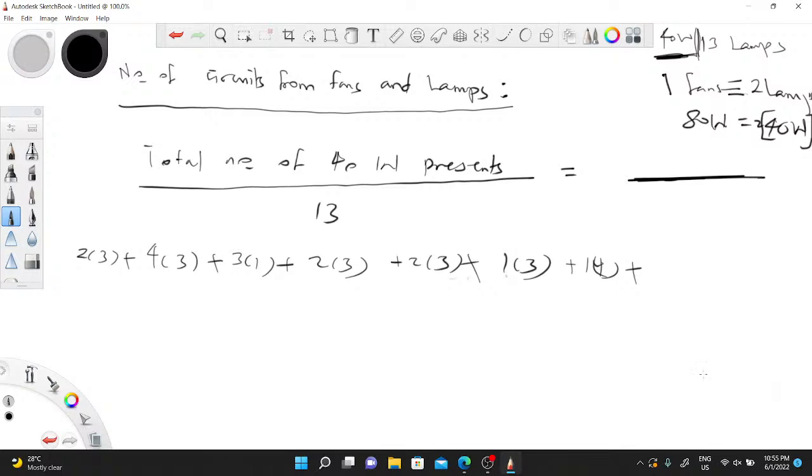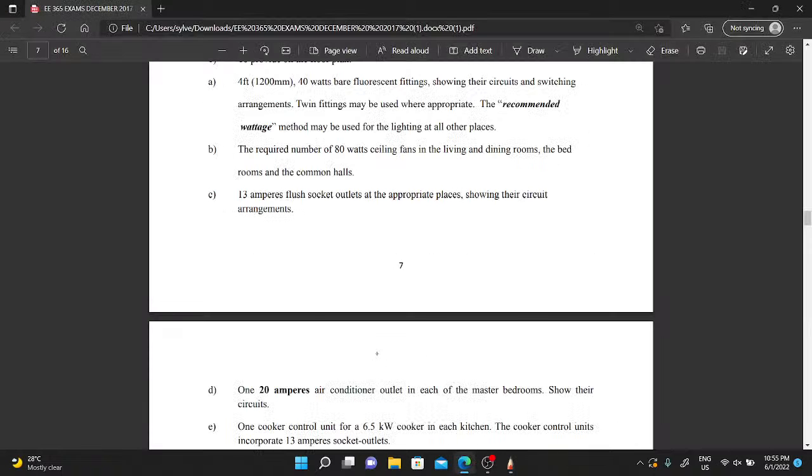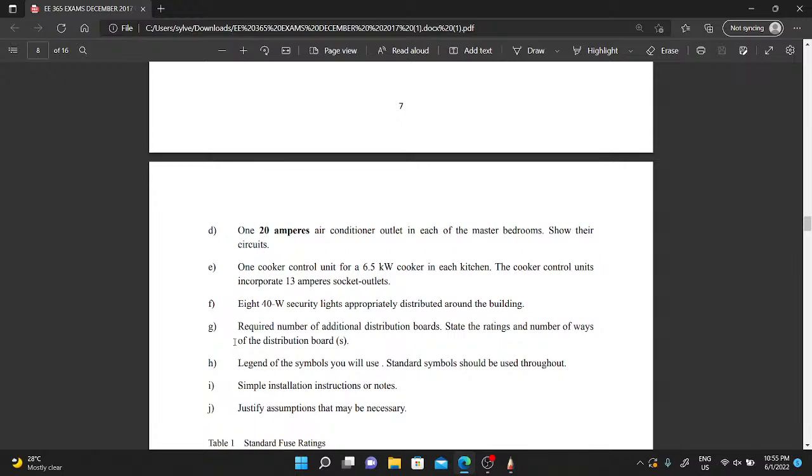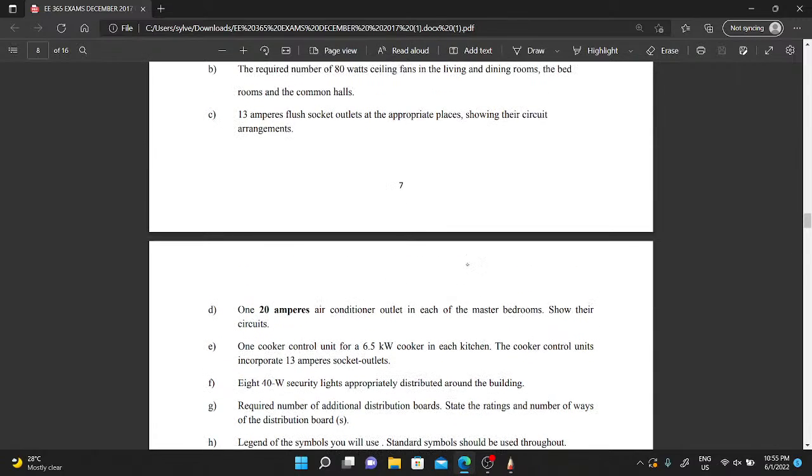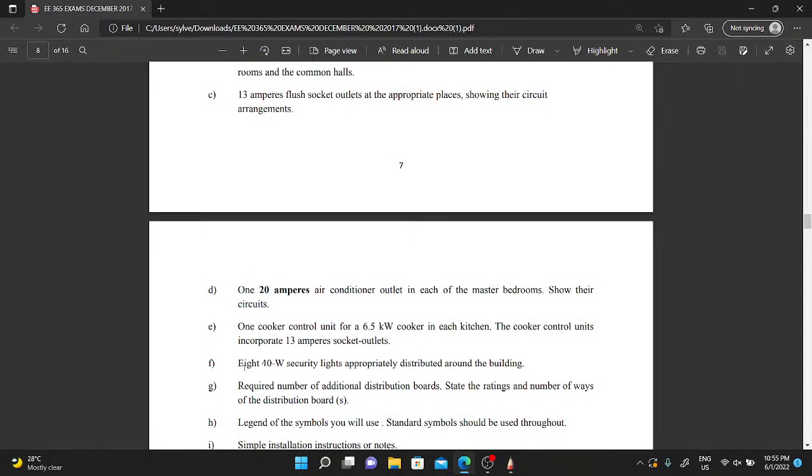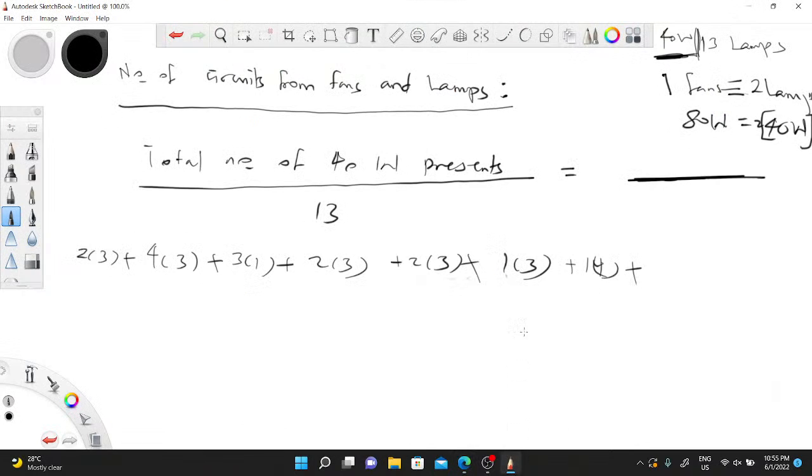One parameter that I've not mentioned yet is that if you read step F, we are supposed to provide 8 40-watt lamps outside. So it means that there are 8 40-watt lamps outside. Okay, now we have the total number of lamps. Let's move on to the fans. Now with the fans, we know that we said we had what? We had this store.